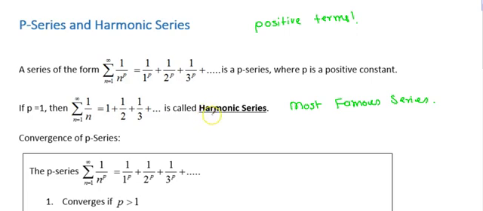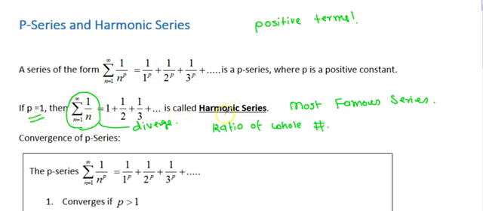Because it has to do with string instruments. The length of the string follows this ratio. It is basically a ratio of whole numbers, so you can make a connection between music and series. That's why this is called the most popular P series, P equal to 1, always diverges. The other name is harmonic series.